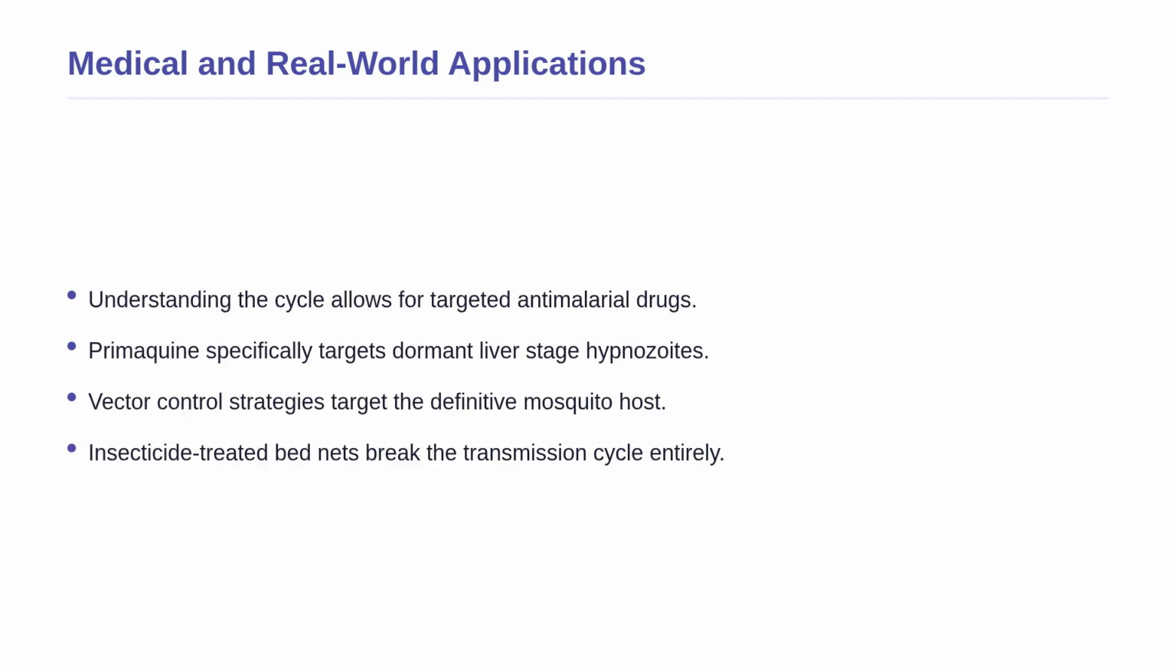Understanding these specific stages is not just an academic exercise. It is absolutely critical for global public health and modern medicine. Because we know about the dormant liver stage, known as hypnozoites, we can use targeted antimalarial drugs like primaquine to seek out and kill them. Furthermore, knowing that the mosquito is the definitive host allows us to implement powerful vector control strategies. By using tools like insecticide-treated bed nets and indoor spraying, we can break the transmission cycle entirely and protect vulnerable populations from infection.